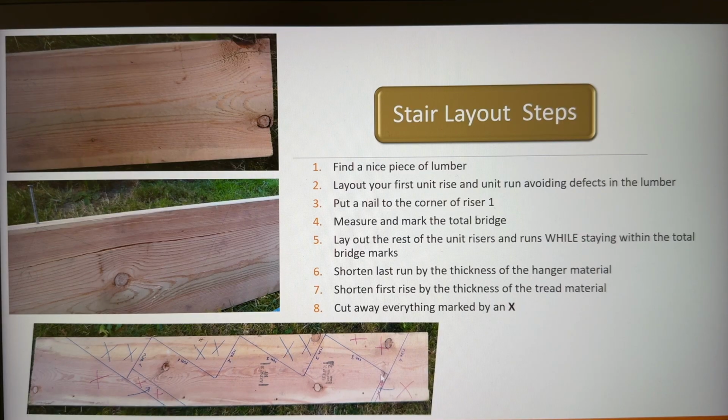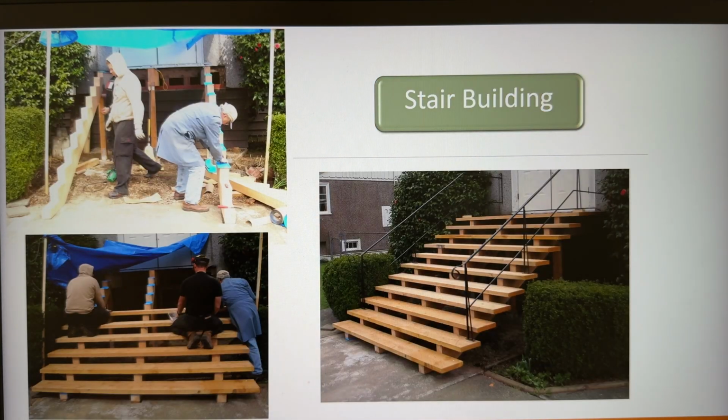I'm going to show you in the shop how to shorten the last run by the thickness of the hanger material and how to shorten the first run by the thickness of the tread material. And then we'll mark everything with X's that is to be cut away. So copy these 8 steps out into your notebooks. And this is important. This is what gets done in the shop shortly. I'm going to give you a demo out there with the tools, framing square, stair gauges, everything.